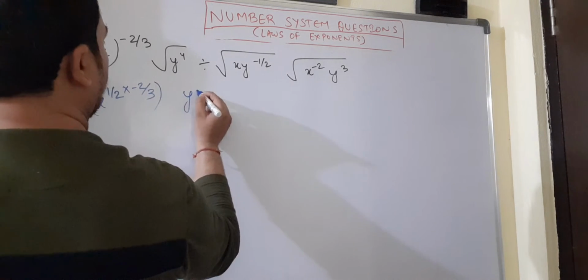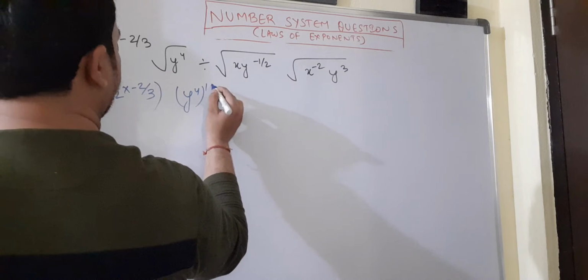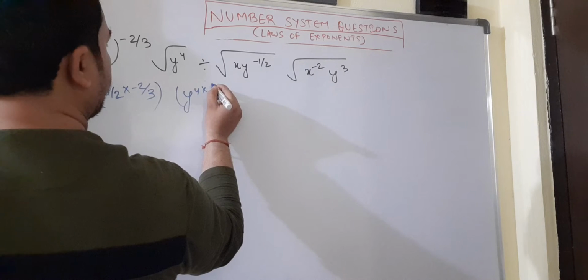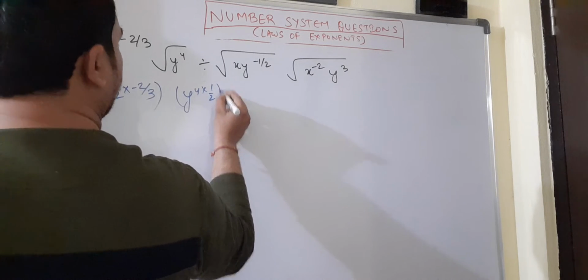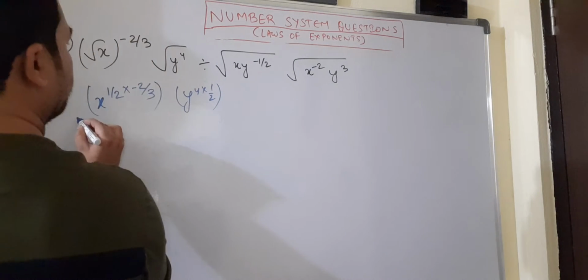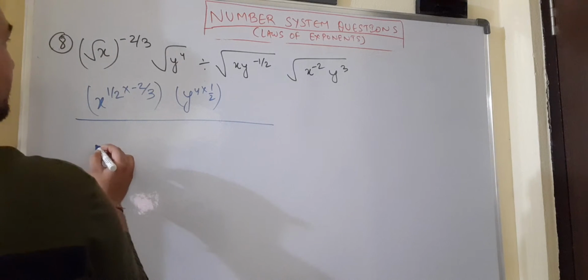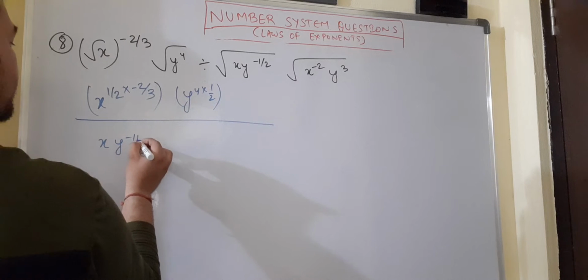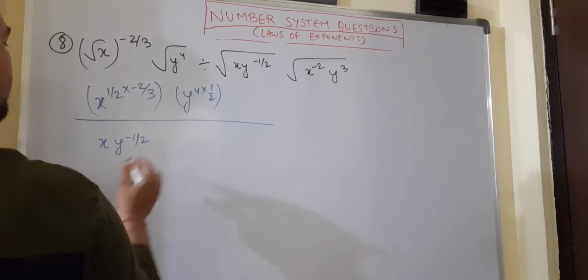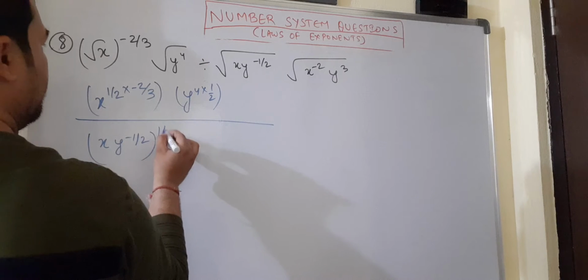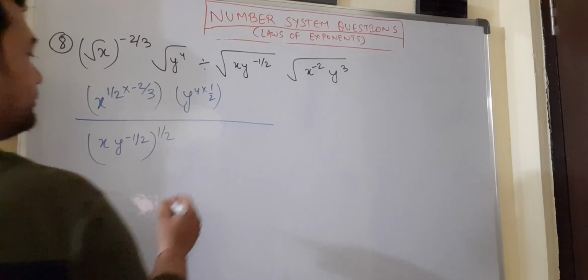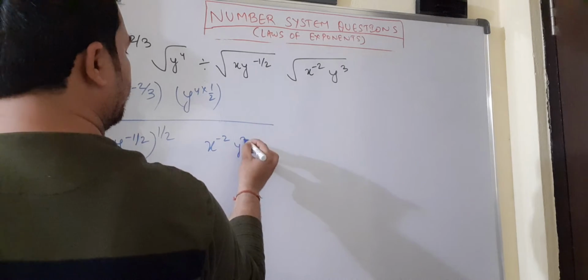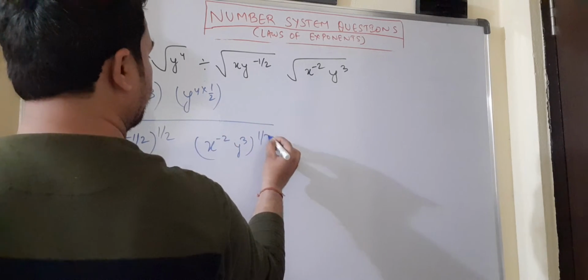Y to the power 4, and this is 1 by 2. I am skipping one step; you can take one more step. Division. X, y minus 1 by 2, and this whole has a power of 1 by 2 because the square root is there. Again, x minus 2 and y 3, this also has a square root.